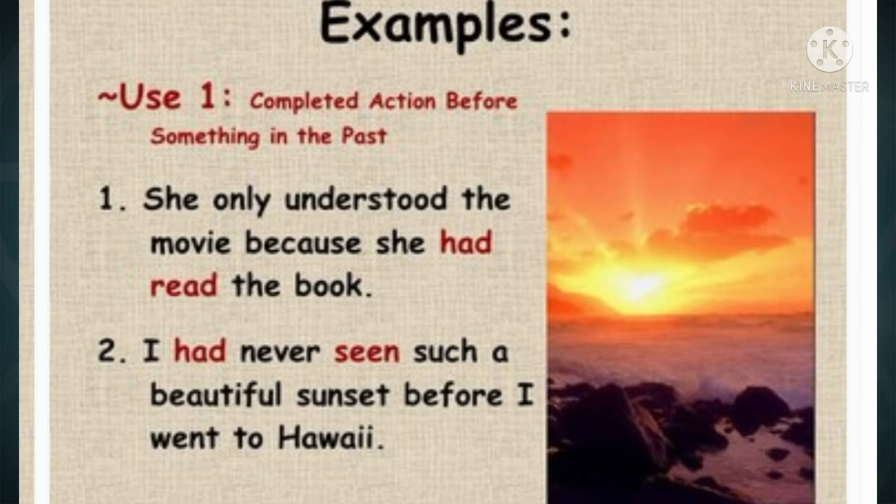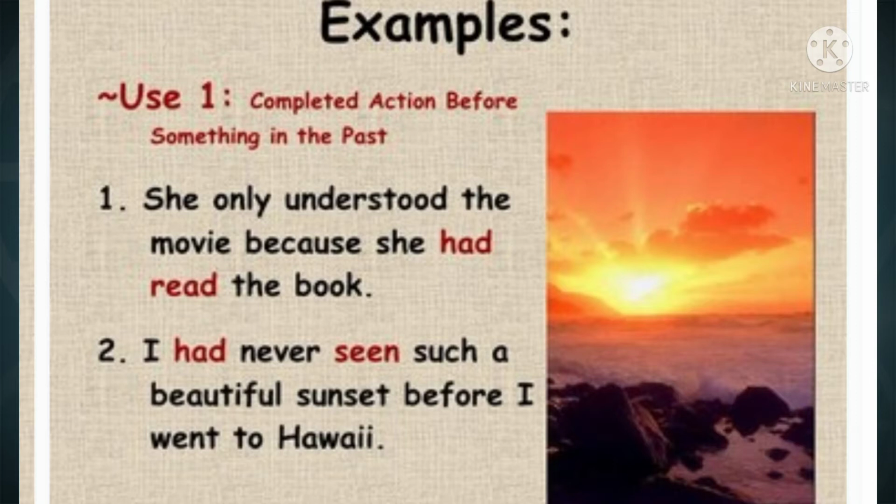She only understood the movie because she had read the book. Two actions are there. One is understanding the movie, the other one is reading the book. Which is the first action here? She read the book. That is the first action. After that only she understood. So the first action takes perfect form and the second takes simple past. She understood, that is the second action, used in simple past tense, whereas she had read the book, that is the first action, used in past perfect tense.